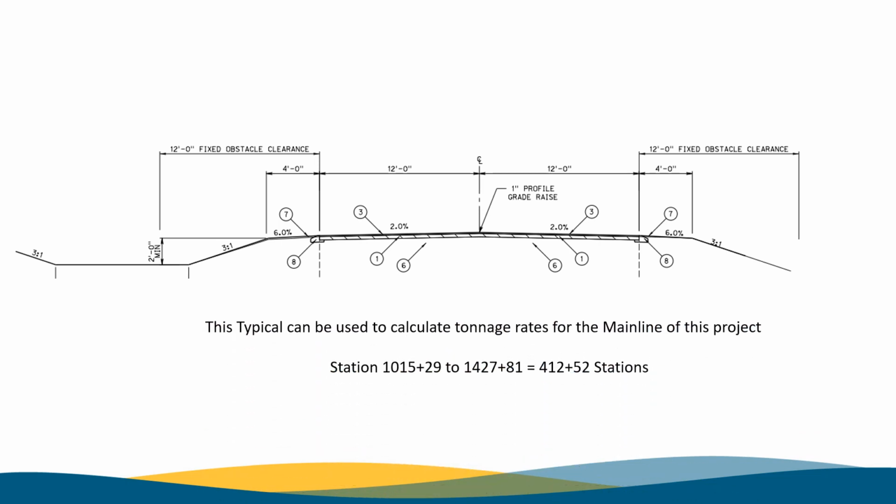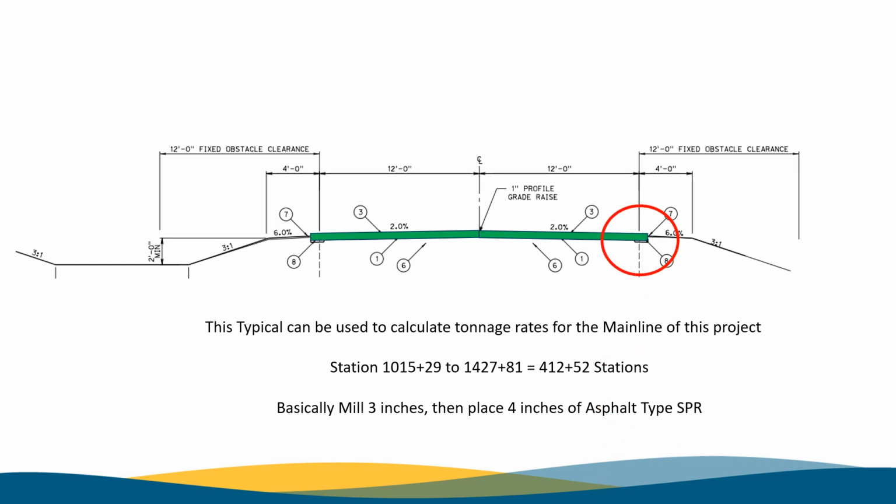This typical section is the primary section for the entire project, with one small exception. There is a short section that has existing asphalt shoulders. The project paving primarily consists of milling the roadway 3 inches and then placing 4 inches of SPR shown in green. Circled in red is the beveled edge detail, which we will go over in the next slide.